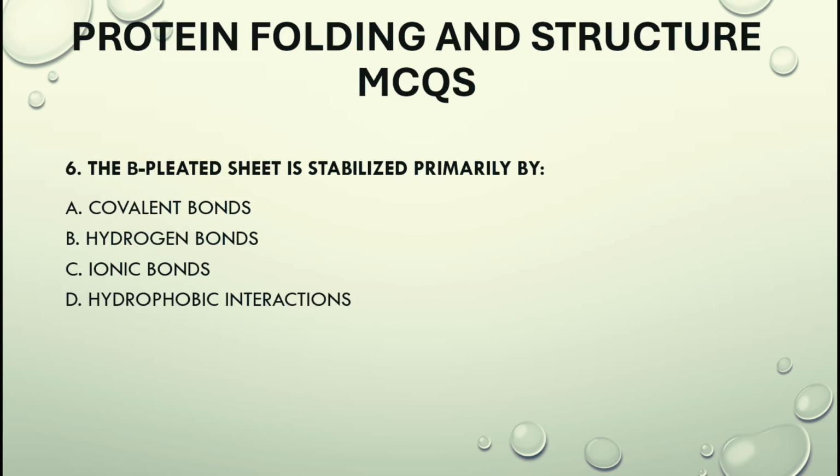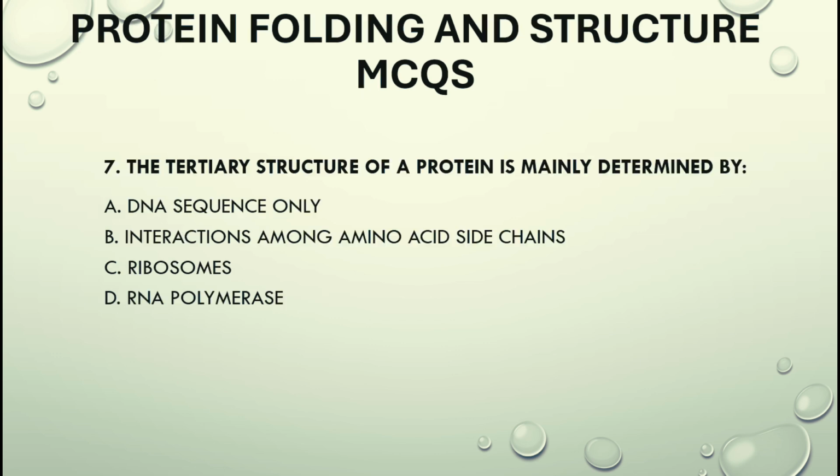Number 6. The beta pleated sheet is stabilized primarily by A. Covalent bonds, B. Hydrogen bonds, C. Ionic bonds, D. Hydrophobic interactions. The correct option here is also hydrogen bonds, B. Hydrogen bonds between adjacent strands. What they do is that they stabilize beta pleated sheets.